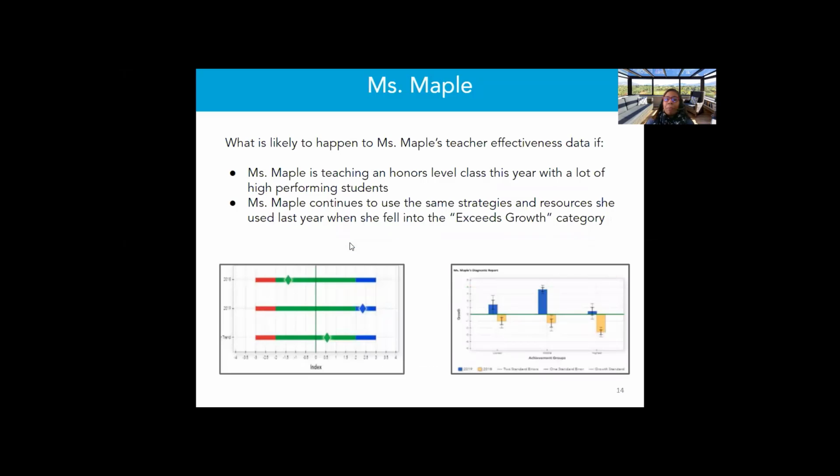hypothetically, Miss Maple this year is now teaching an honors level class with lots of high performing students. And she is continuing to use the same strategies and resources she used last year when she fell into the exceeds growth category. What's likely to happen to Ms. Maple's teacher effectiveness data given these two constraints? What do you think is going to happen to her data at the end of this year? And you can come off mute, or you can type it in the chat.